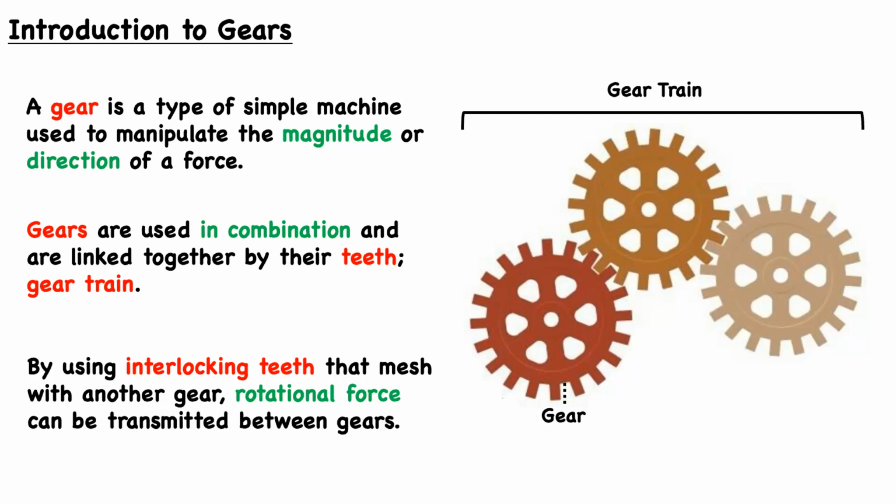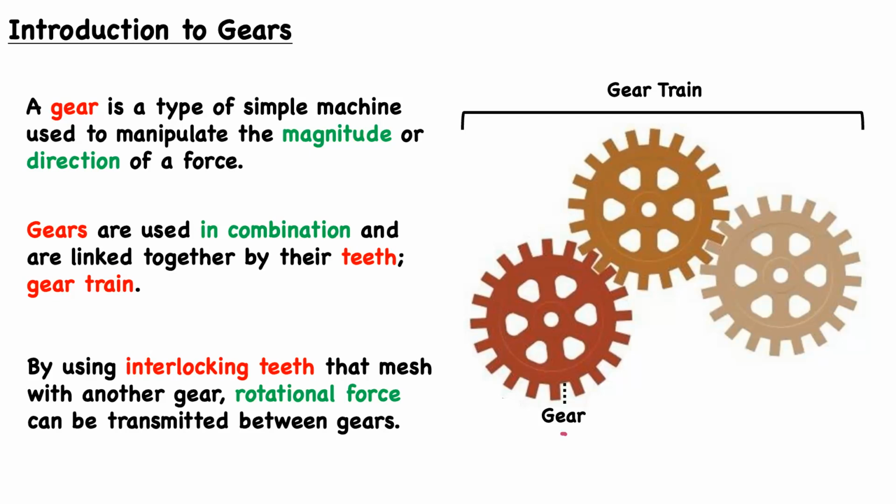Okay, so in this video, we're going to talk about another simple machine, and this time that simple machine is gears. So a gear is again a type of simple machine that's used to manipulate the magnitude, or the size, or the direction of a force. And gears are used in combination, so you'll never find a gear in isolation working by itself. They're used together, and they're linked together by their teeth. And when we have a system of linked gears, we call this a gear train.